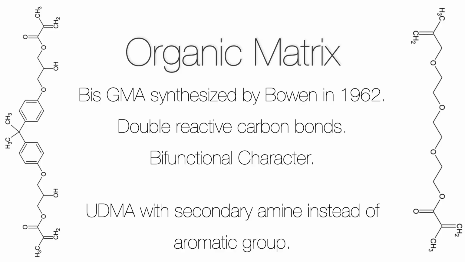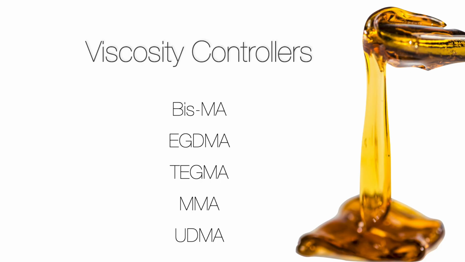The most common is BisGMA, a molecule synthesized by Bowen in 1962 that has double reactive carbon bonds at its ends, which give it a bifunctional character. So when it polymerizes, it creates a three-dimensional polymer matrix. The other common monomer is UDMA, and the difference between them is that one has aromatic groups and the other secondary amines. The most commonly used is BisGMA. Since the monomers have high molecular weight, they incorporate other monomers with low molecular weight as viscosity controllers.